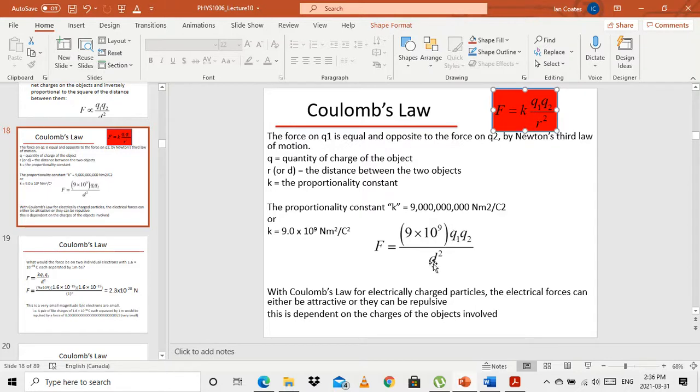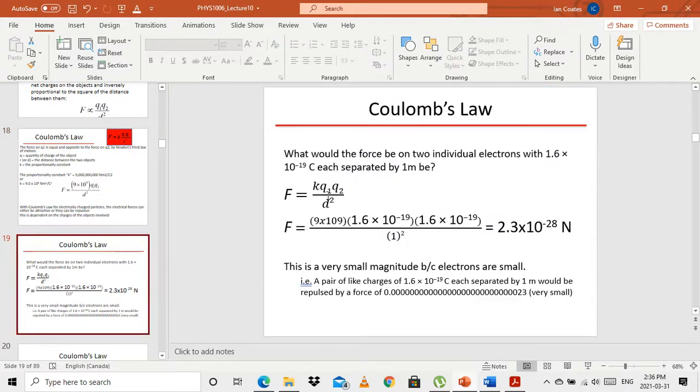So I'm going to give you three of these, and you find me the fourth. That's all this is. An example: what would the force be on two individual electrons with 1.6 times 10 to the negative 19 coulombs, each separated by a meter? So, asking for the force.